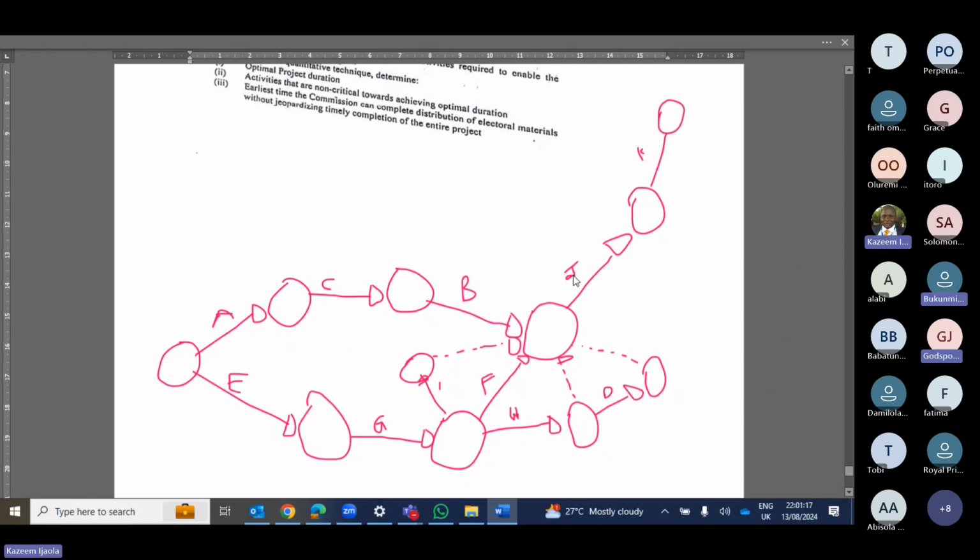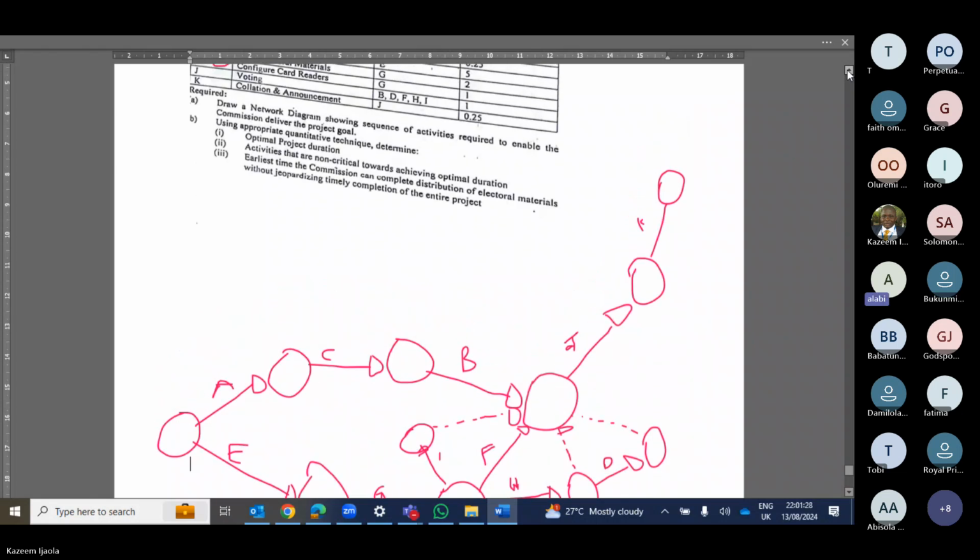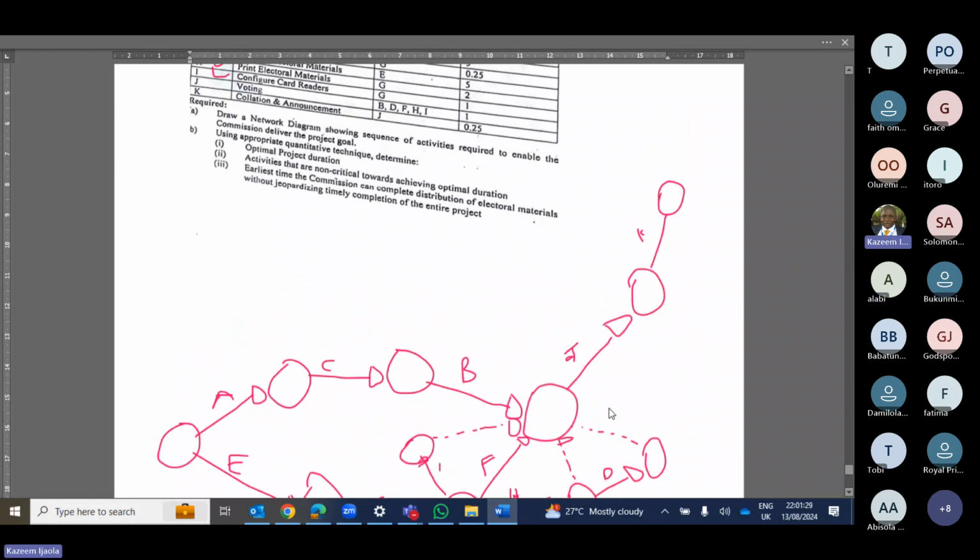I'm thinking that I is supposed to go directly to where that F and B meet. If I goes to where F and B meet, it will violate the rule, because both of them are starting from the same G and they are also ending at the same point. Two activities cannot start and finish in the same place.